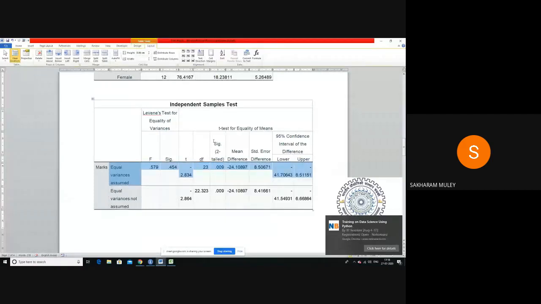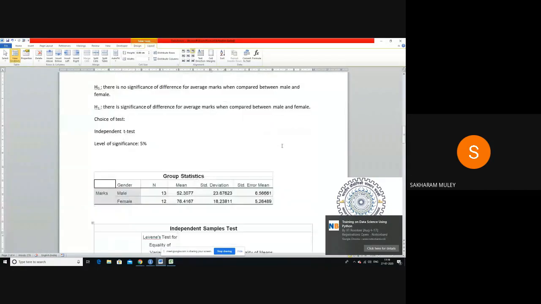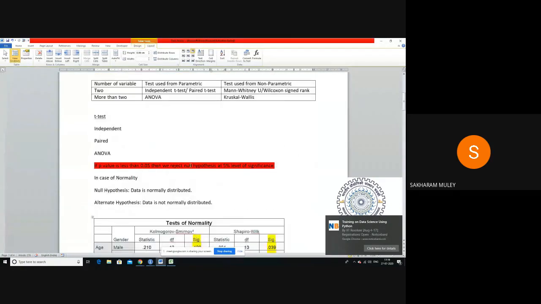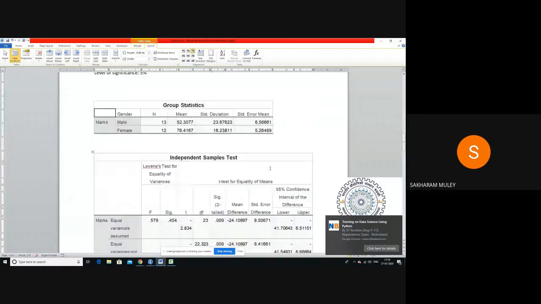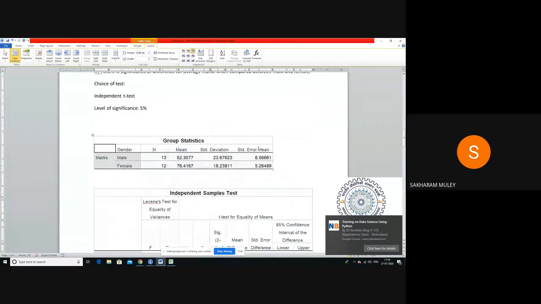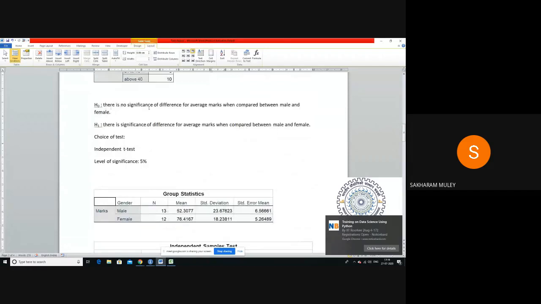So here the significance two-tailed value is 0.009. If the p value is less than 0.05, then we reject the null hypothesis at 5% level of significance. So this p value is less than 0.05. Therefore, we reject the null hypothesis that there is no significant difference in average marks when compared between male and female. So what is your ultimate conclusion? The conclusion is there is a significant difference in average marks when compared between male and female.